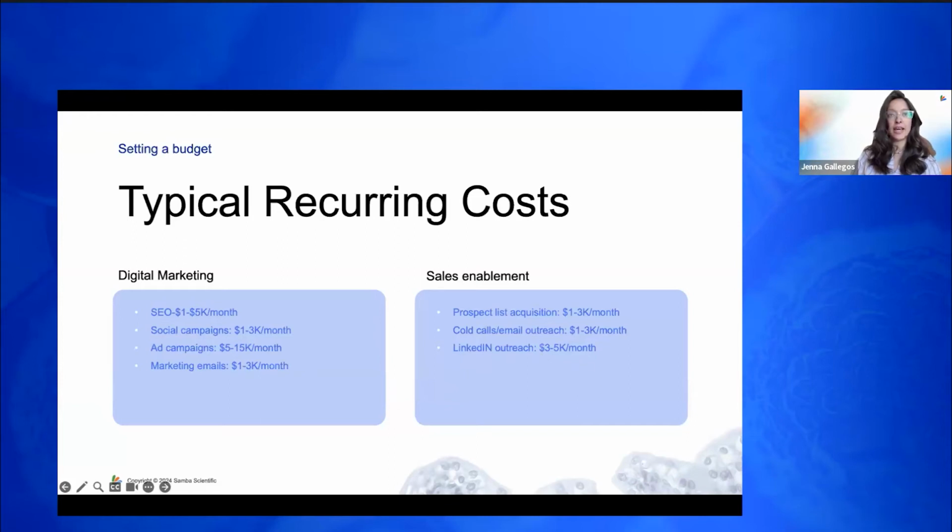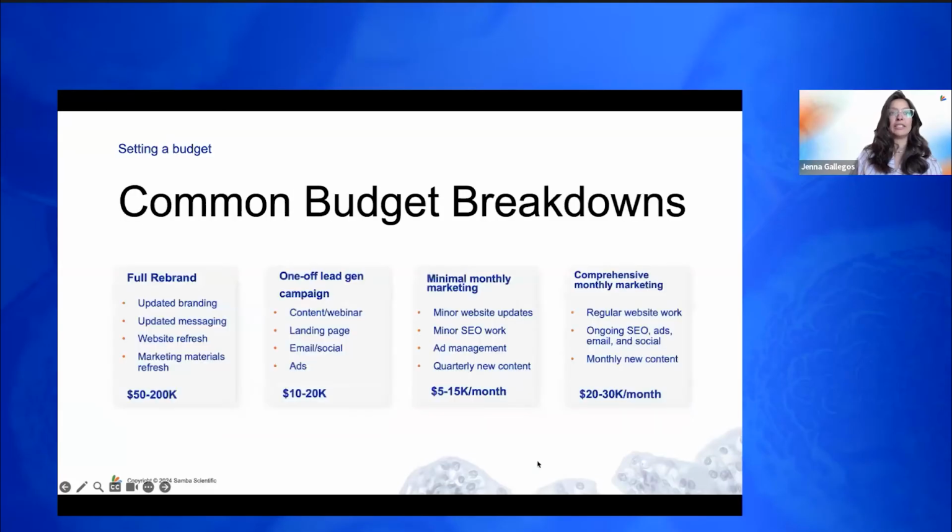All right, that is a lot of information. You guys will have this for reference later. I wanted to put it into some more bite-sized chunks here. So typically we'll see companies engage in packages of work. Something like a full rebrand, where you're updating logo, colors, building a new website, refreshing all of the marketing materials, is typically going to be around 50 to 200K. And again, a lot of that's going to depend on the size and the complexity of your website.